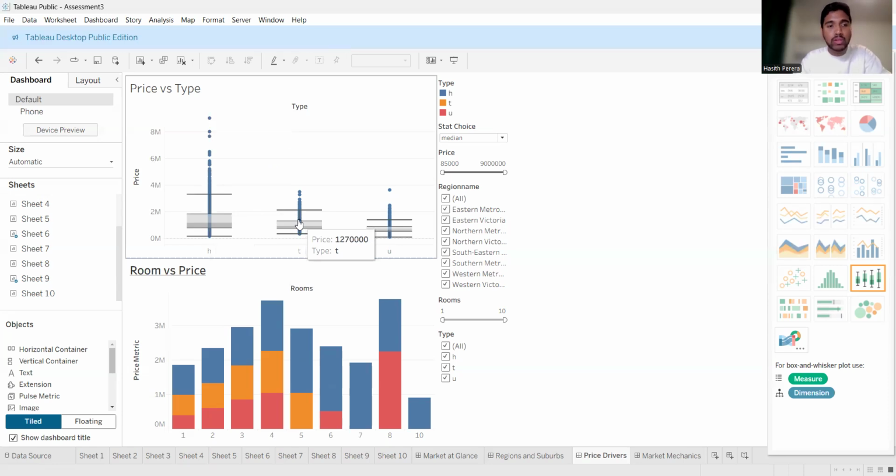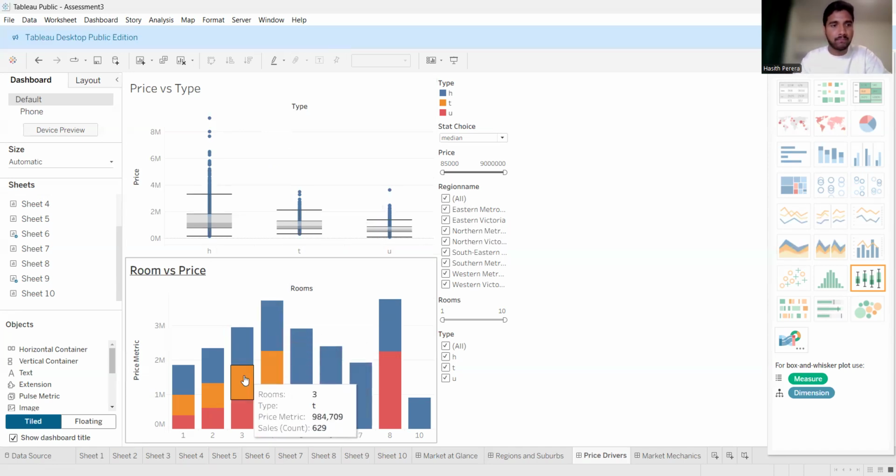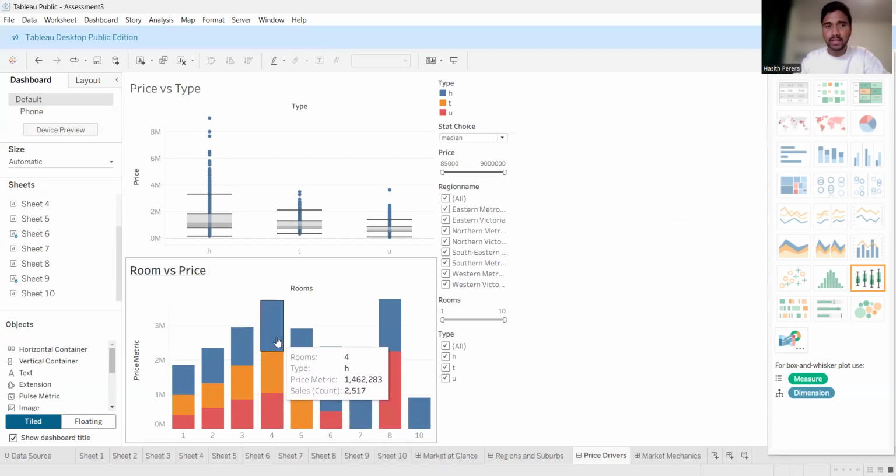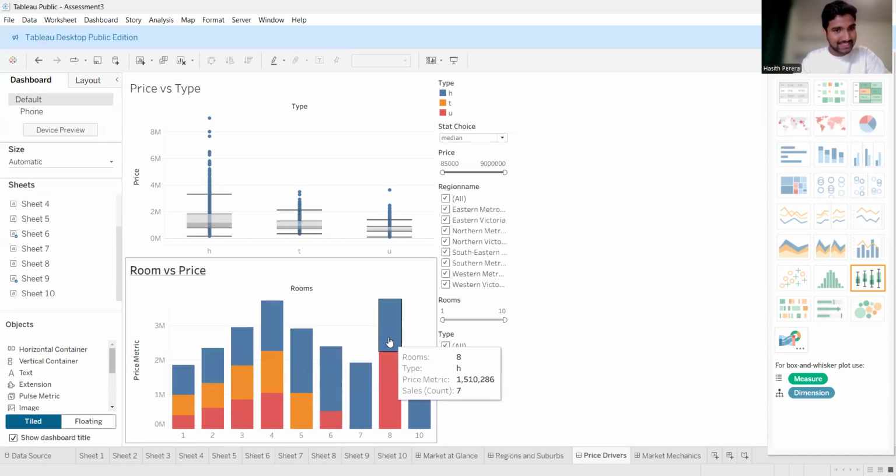Townhouses are comparatively more affordable to residents, and you've got units, which are cheaper. This makes sense because houses are more expensive because of the housing crisis, while units are more widely available and cheaper. If you go to rooms here, this suggests that the more rooms you have, the more expensive it is. The blue box in this bar shows the number of rooms in the unit, and as the number of rooms increases, the price progressively increases as well.